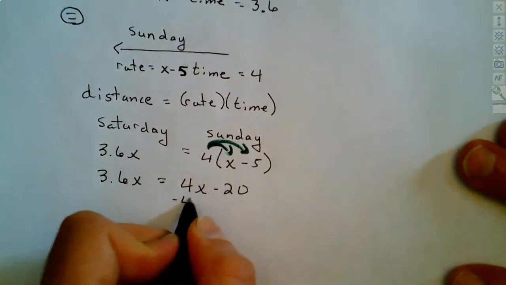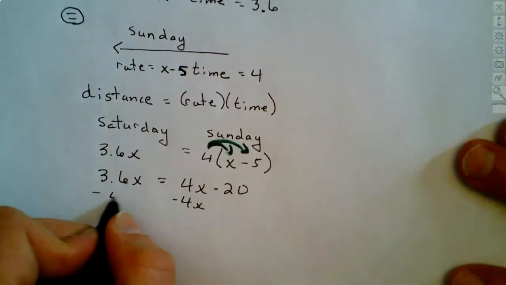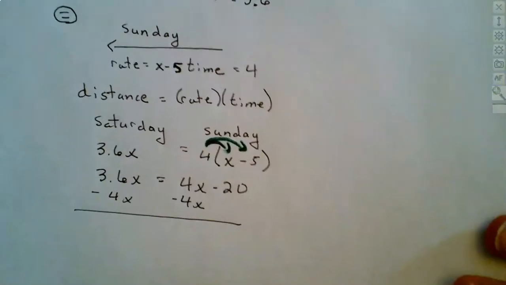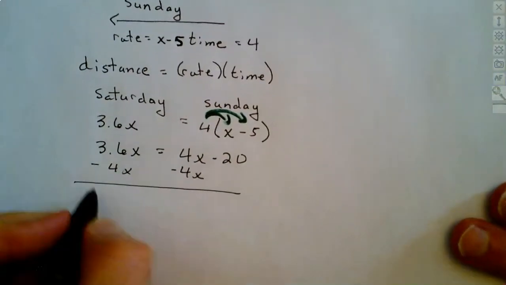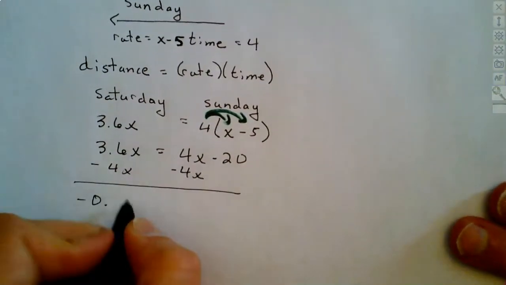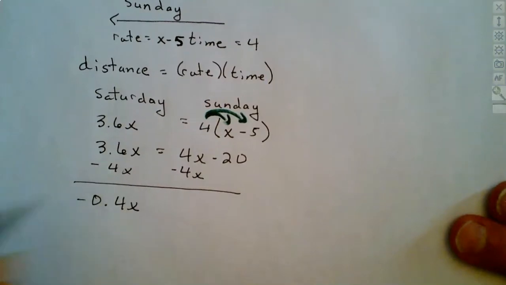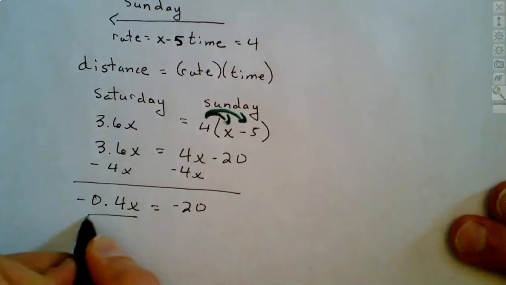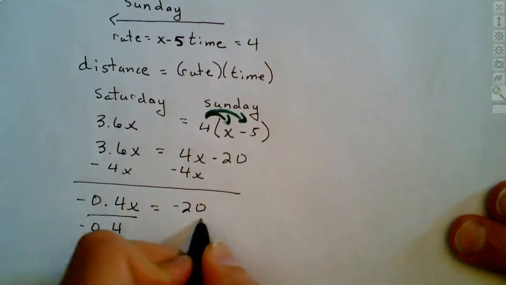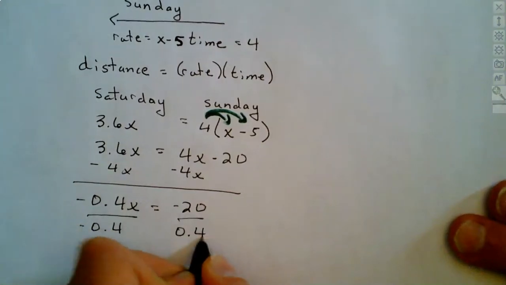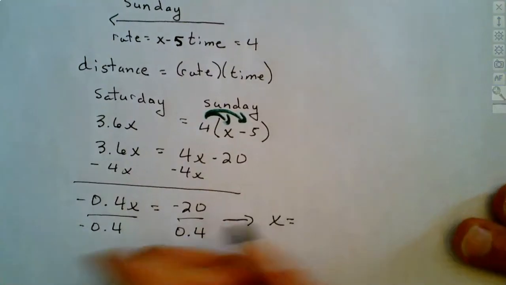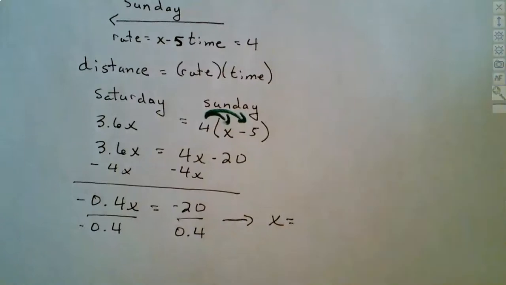We'll move that 4x over. Careful with your decimals. So watch the decimals there. That gives you a minus 0.4x equals a minus 20. We'll divide by our minus 0.4 on each side. And that leaves us then with x equaling 50.